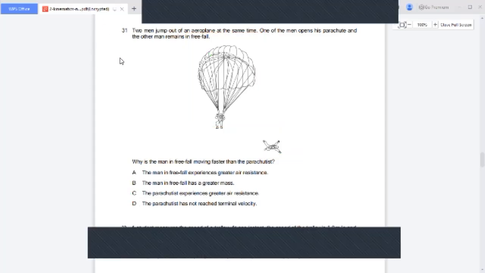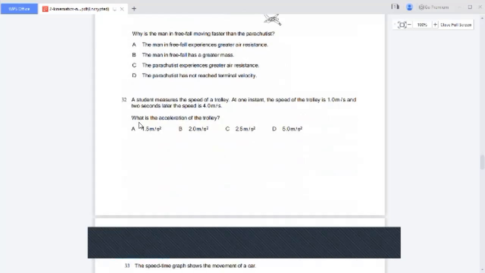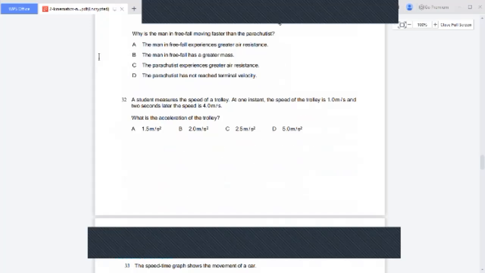So let's move to the next one. 32. In 32 it says a student measures the speed of a trolley. At one instant the speed of the trolley is 1 meter per second, and 2 seconds later the speed is 4 meter per second.